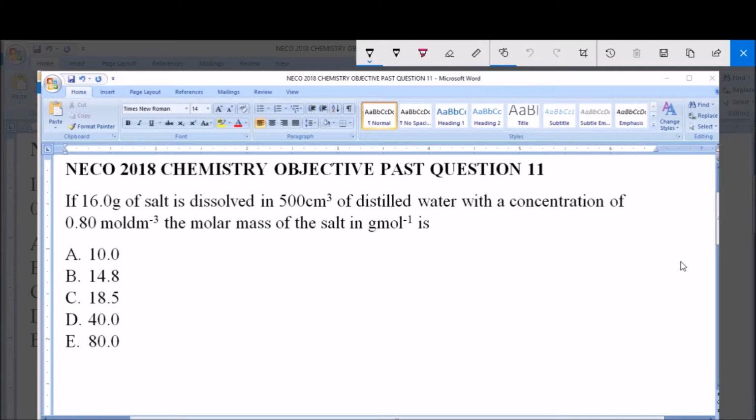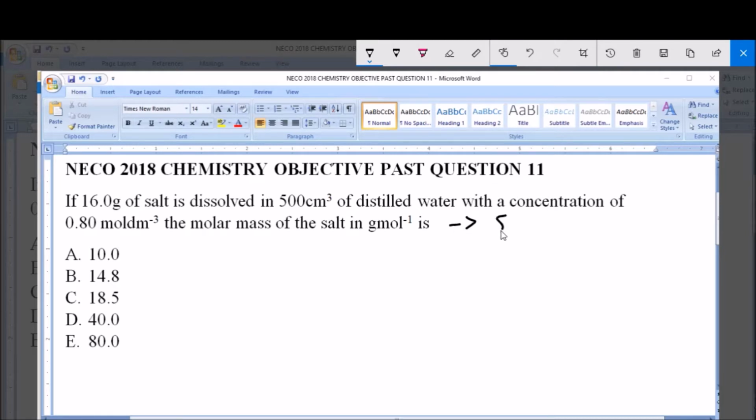If 16.0 grams of a salt is dissolved in 500 cm cube of distilled water with a concentration of 0.80 moles per dm cube, the molar mass of the salt in grams per mole is A 10.0, B 14.8, C 18.5, D 40.0, E 80.0.